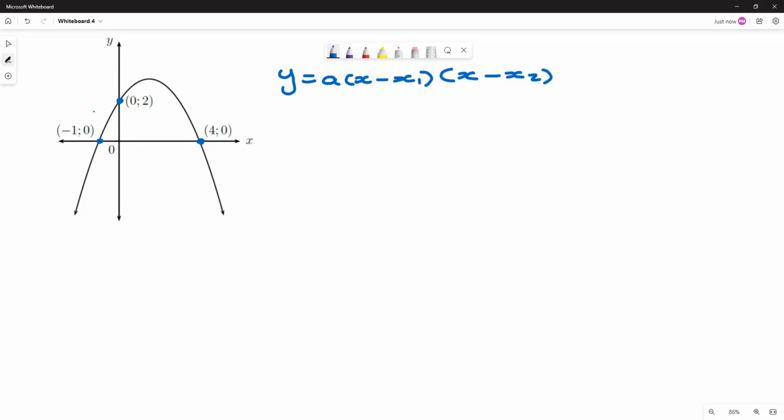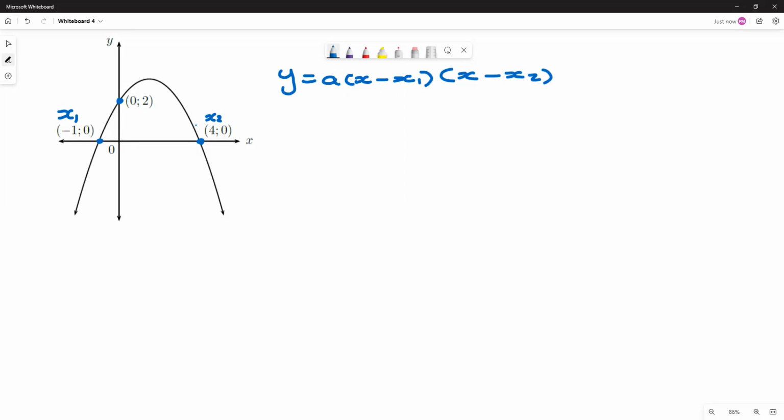Perfect. Always, when you are given the x-intercepts, you have to use the form that is called the x-intercept form, which is y equals a(x minus x1)(x minus x2). This formula, you should know it off by heart. It's not going to be given to you in the exam. You need to know the x-intercept form of the parabola. This will be your first x-intercept, which is x1. Then this will be your x2, your second x-intercept.